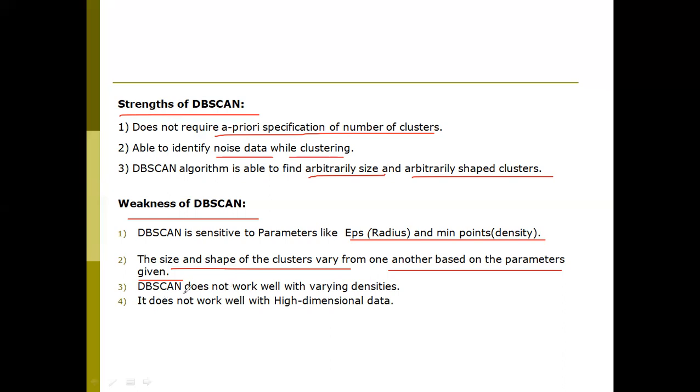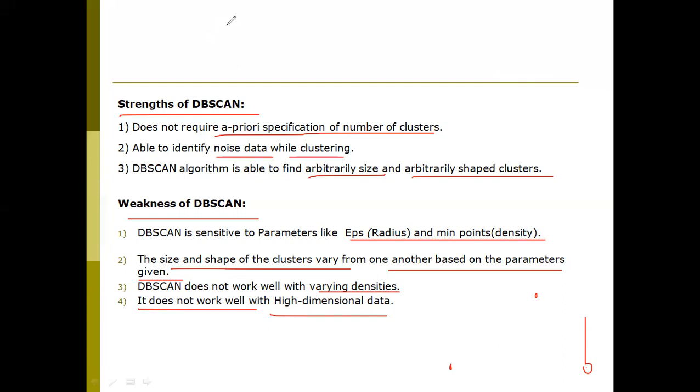And coming to the third point, DBSCAN does not work well with varying densities. If one data point is here and one data point is there, if your data points are scattered like that, it may not be that suitable. And it does not work well with high dimensional data also. These are the weaknesses of DBSCAN.